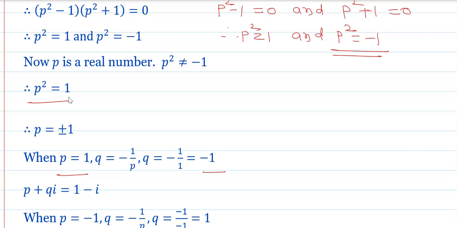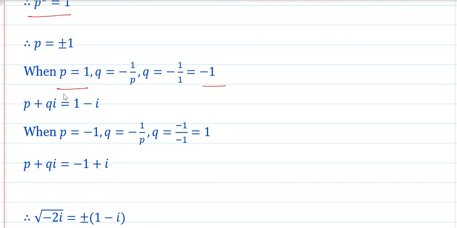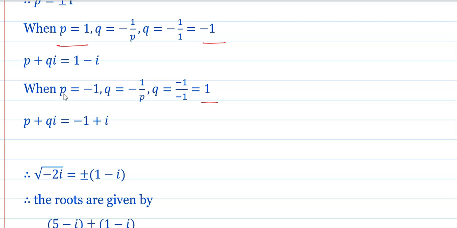Therefore, p plus qi is equal to 1 minus i. And when p is equal to minus 1, q is equal to minus 1 upon p. P is minus 1, minus that will become plus. And hence the root is minus 1 plus i. Therefore, मग roots किती असतील याचे? That is 1 minus i, minus 1 plus i. Therefore, root of minus 2i is equal to plus or minus in bracket 1 minus i.